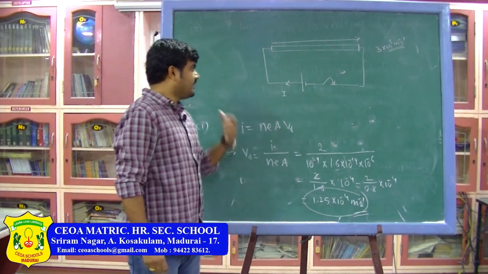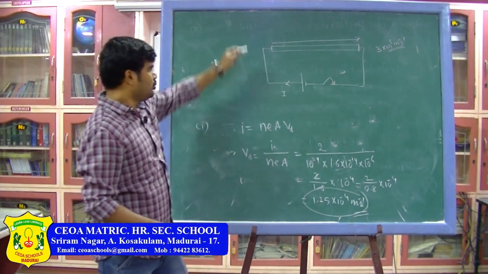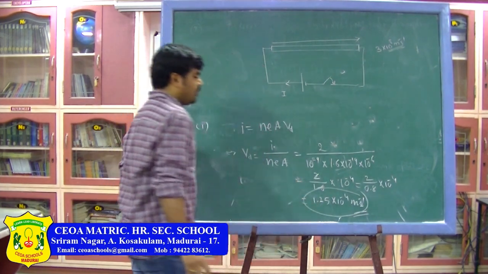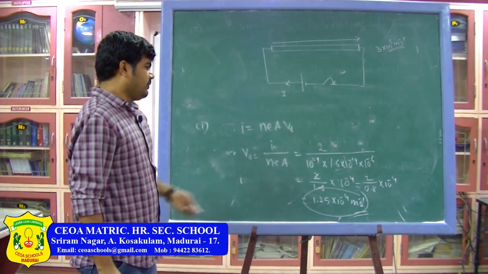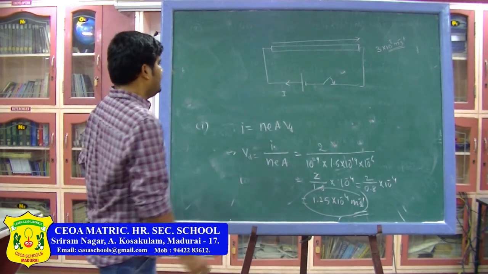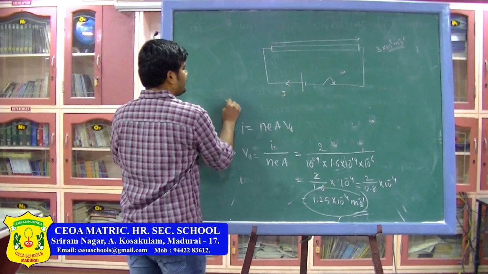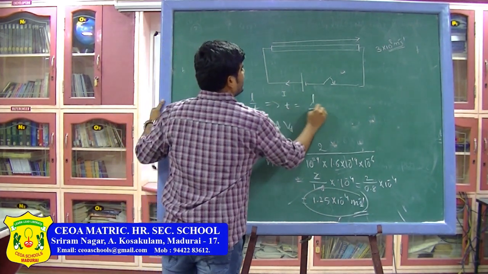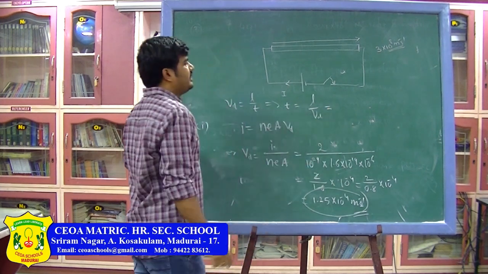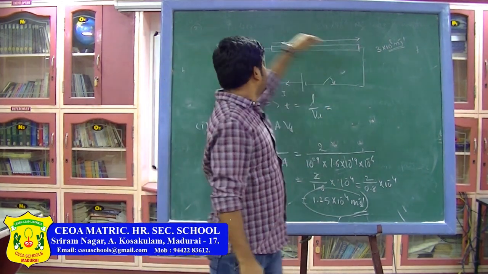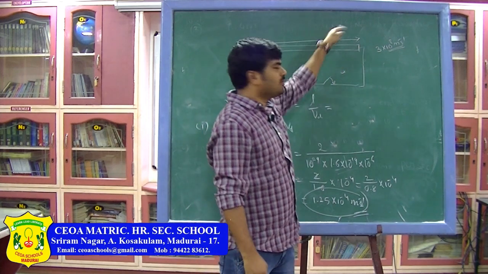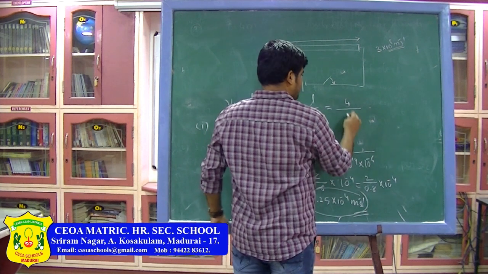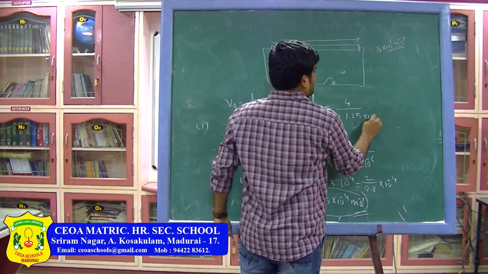Now, let us calculate the time required for the electron to move from one end to the other end of the wire. We know the drift speed is 1.25 into 10 to the power of minus 4 meter per second. Now, the time taken: we know speed is equal to distance by time taken, so time is distance by speed. The distance travelled by the electron when it is moving from one end to the other end is equal to the length of the wire.